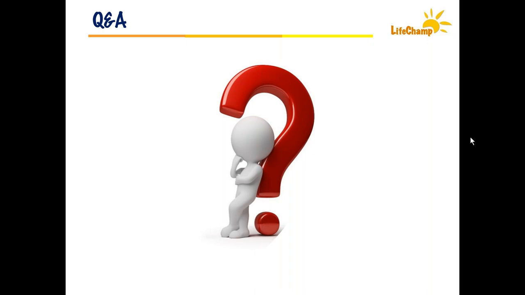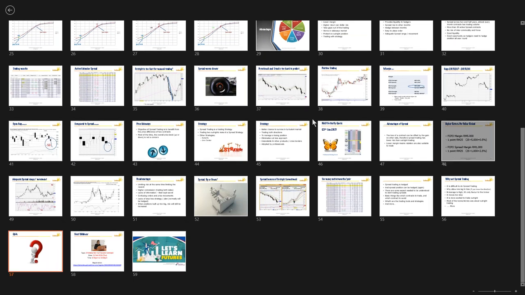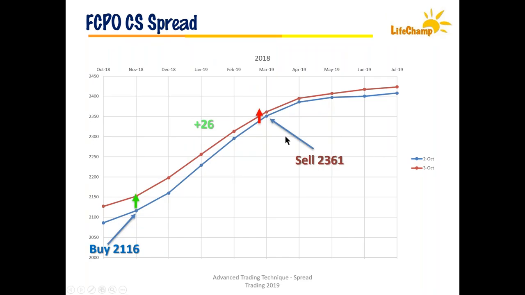First question. How do you buy and sell a spread simultaneously, or can it be 15 minutes or 30 minutes apart? This is from Shofa. Probably what you mean is how you execute the spread. The spread can go in a number of ways. Your question is, can I buy, for example, in the example I just showed, can I just buy the 2116 and then 15 minutes later sell the 2361, right?